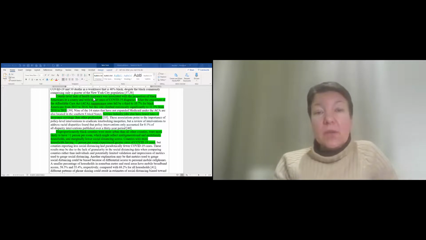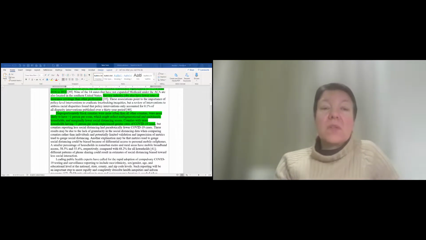County level lack of health insurance was associated with the proportion of Black Americans in a county with higher rates of COVID-19 diagnosis. After the enactment of the Affordable Care Act, uninsurance fell, but rates climbed back from 2016 to 2018, just in time for the pandemic. Again, service industry jobs also have lower rates of insurance coverage than other professions.